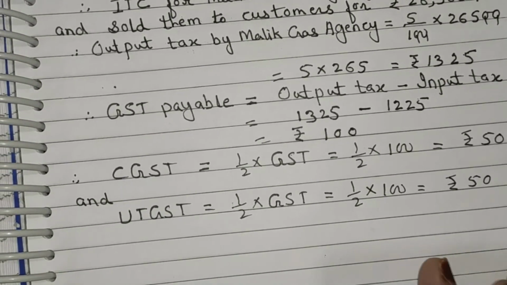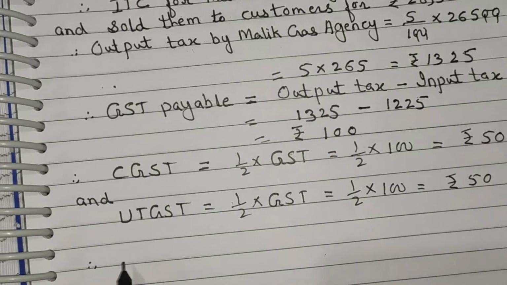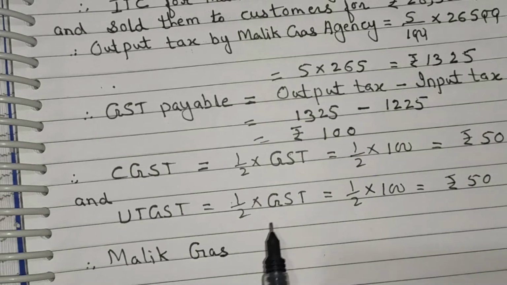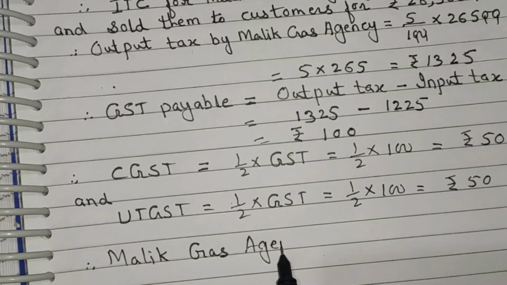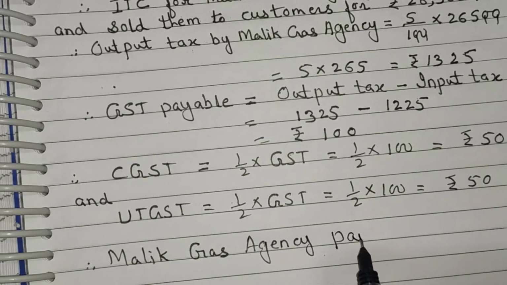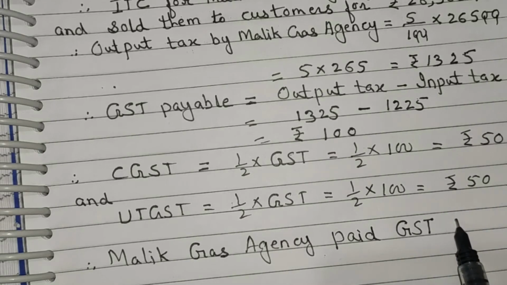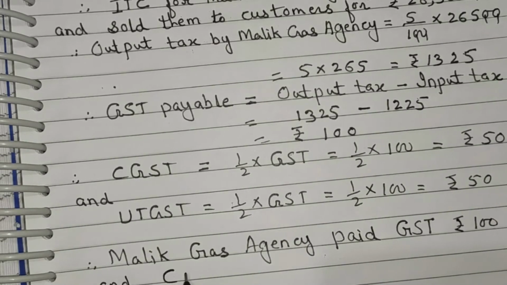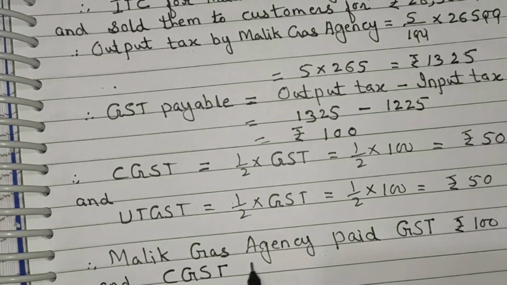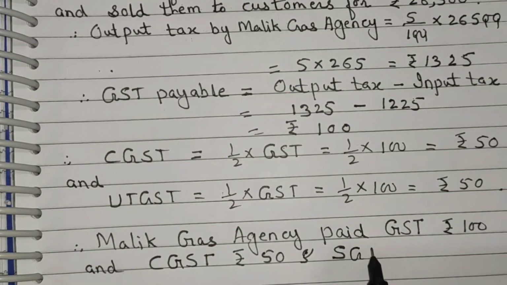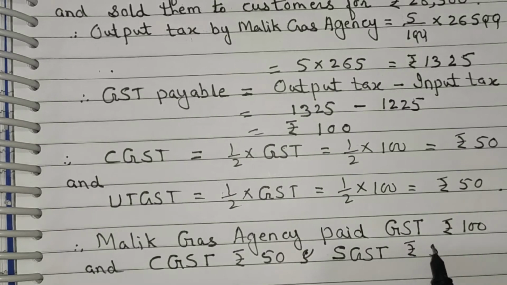Therefore, write down the answer here. Malik Gas Agency paid GST rupees 100 and CGST rupees 50 and SGST rupees 50.